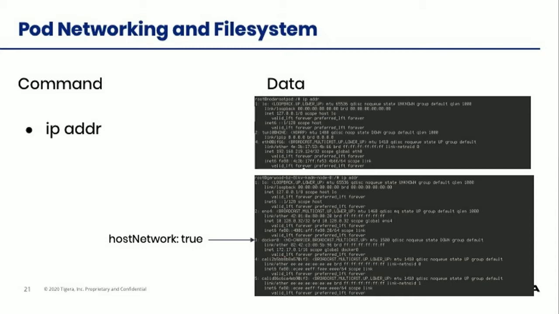If, for example, for some reason the host network was granted to this compromised pod, they will then be able to see all the interfaces that are on the node. And with that, they can start directly interacting with these interfaces and probe the network.